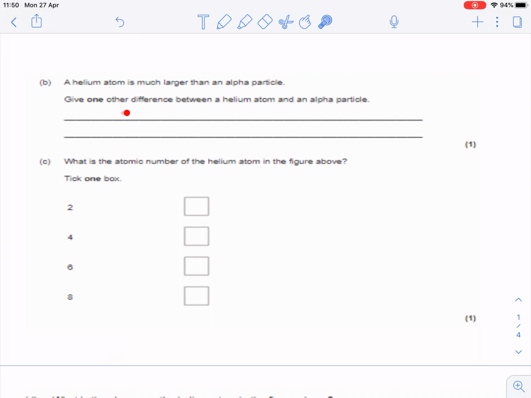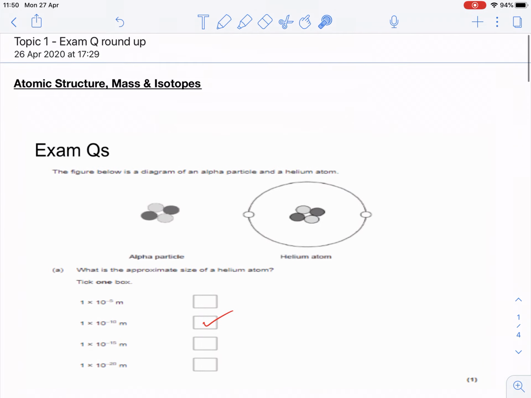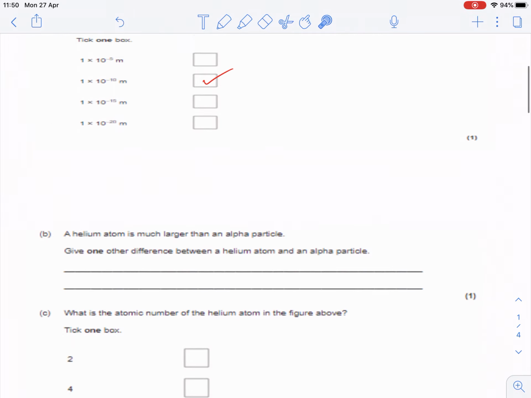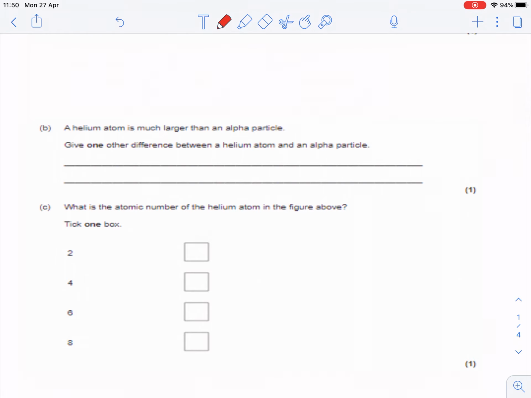Give one other difference between a helium atom and an alpha particle. So we're looking for a difference other than the size. So we're looking between a helium atom and an alpha particle. So you can look back up at the diagram here. There's one really obvious one that stands out, and that is this one here, okay? But actually the helium atom has 2 electrons. And that is the answer that the mark scheme allowed, okay? That a helium atom has 2 electrons. So He atom has 2 electrons.